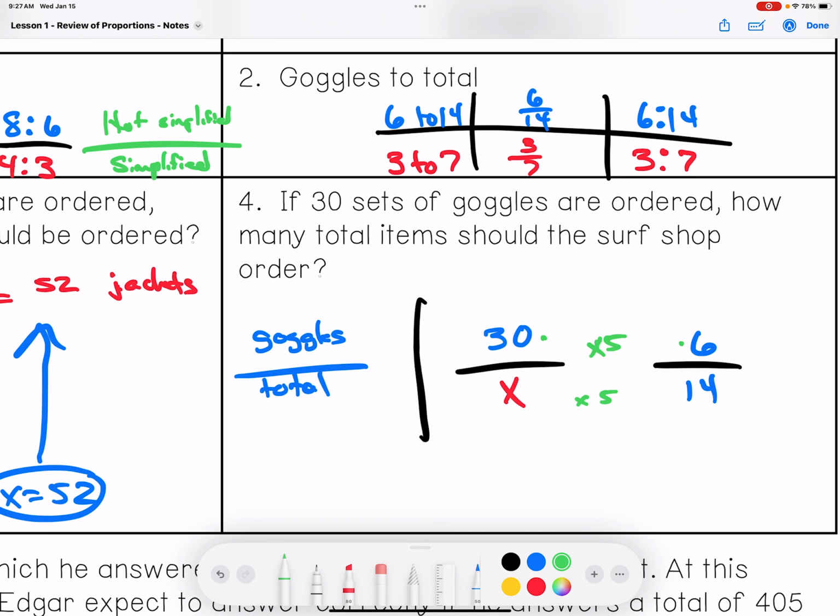$14 times 5 is 70. So it should have been 70 total items.